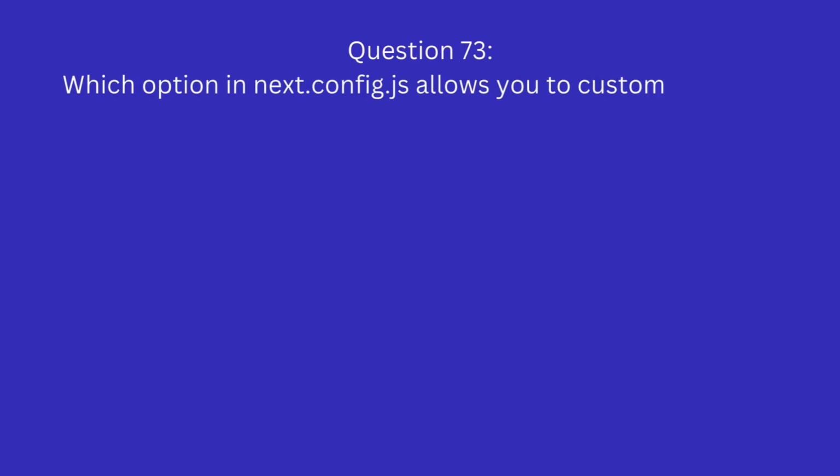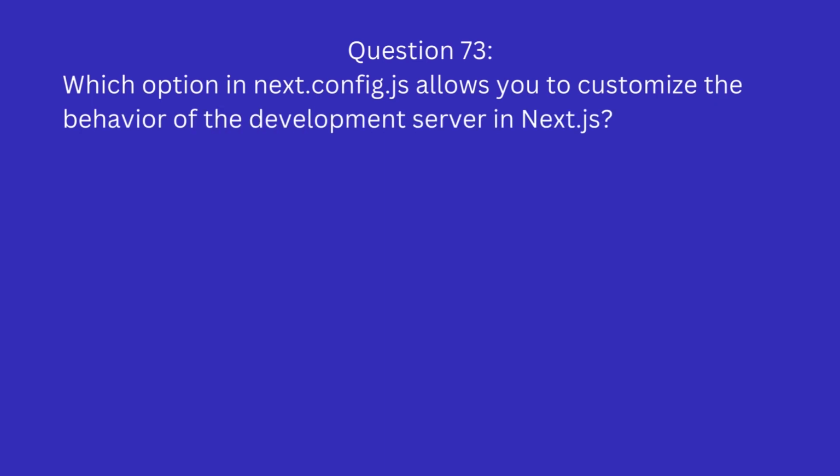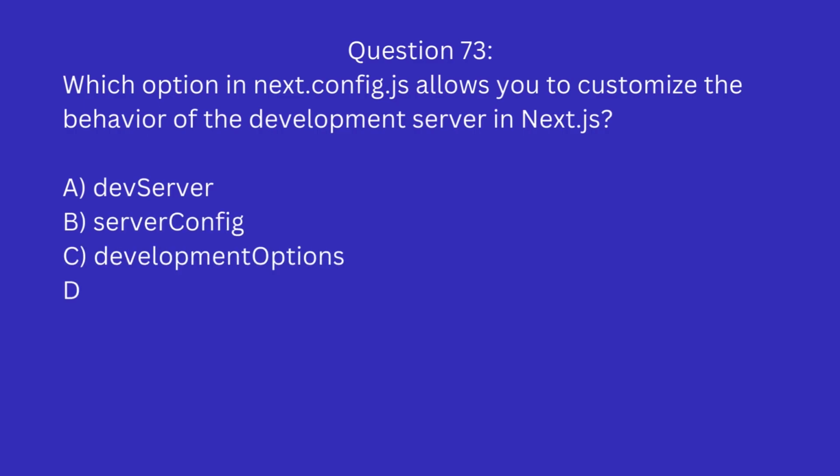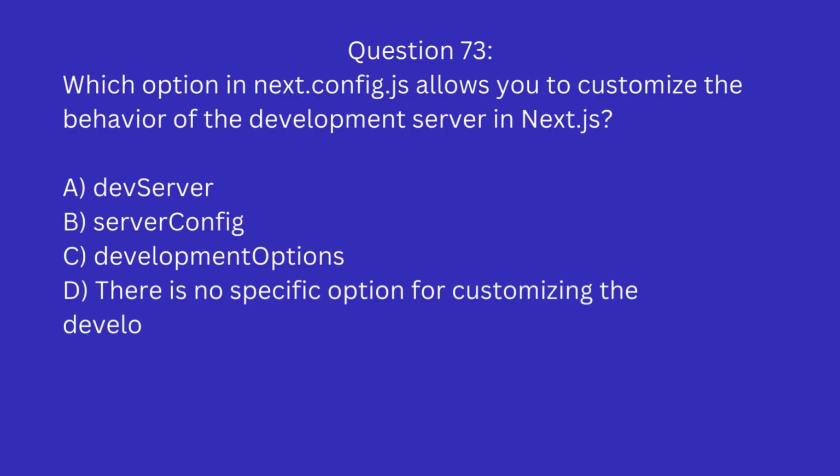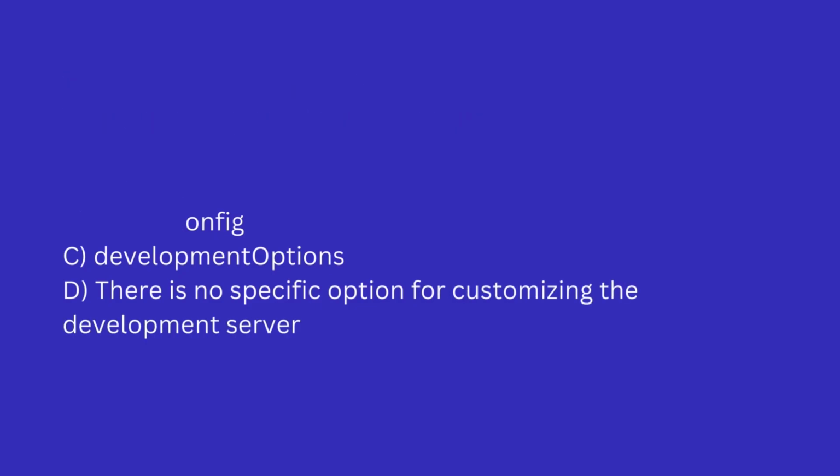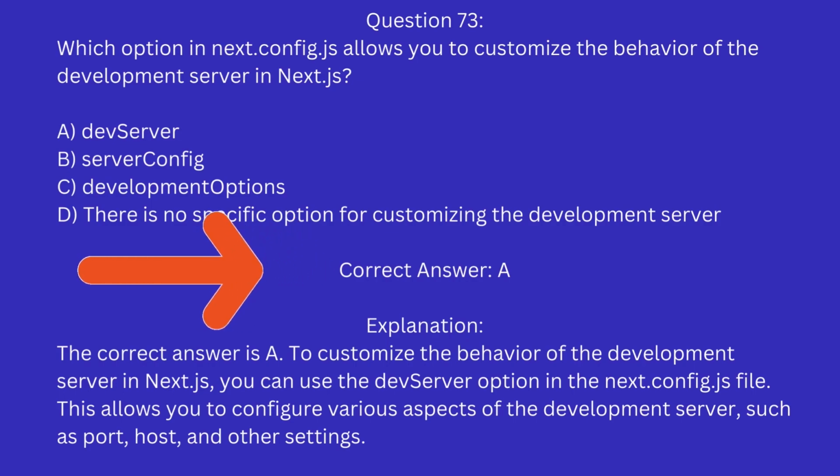Question 73. Which option in next.config.js allows you to customize the behavior of the development server in Next.js? A. Dev server. B. Server config. C. Development options. D. There is no specific option for customizing the development server.